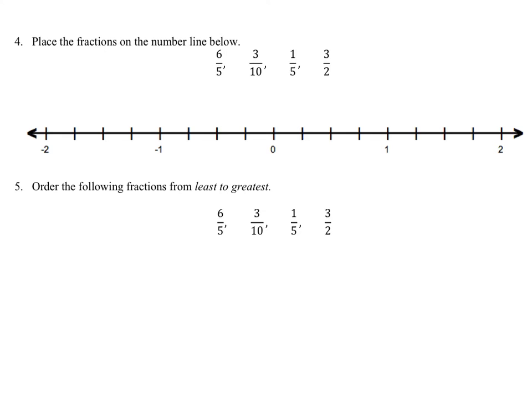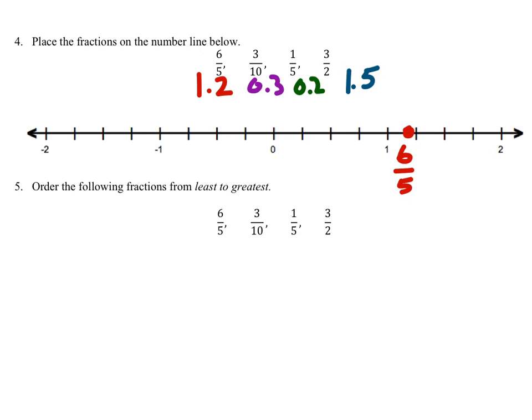Alright, so just so you guys understand, it may be helpful to change these into decimals. So this would be 1.2. This one is 0.3. 1/5 is 0.2. And 3 halves is 1.5. So starting with our 1.2, that would be approximately here. And that was 6/5.